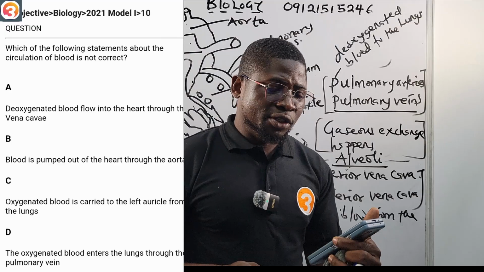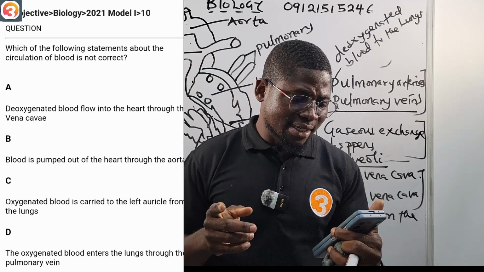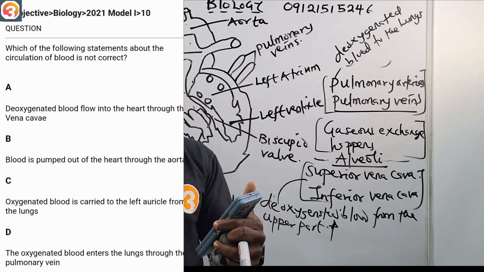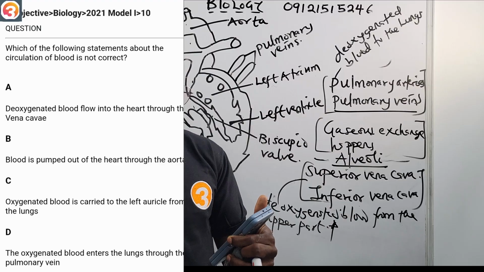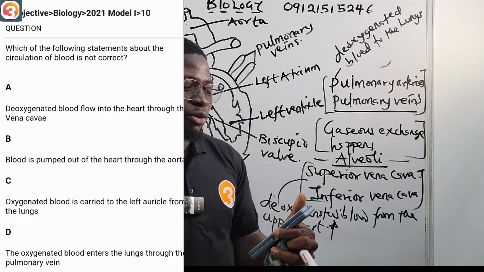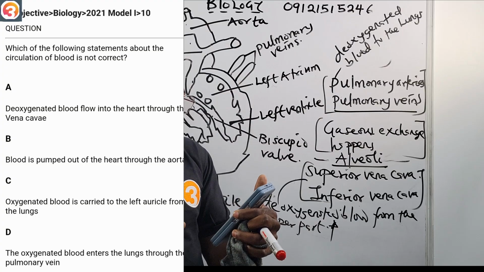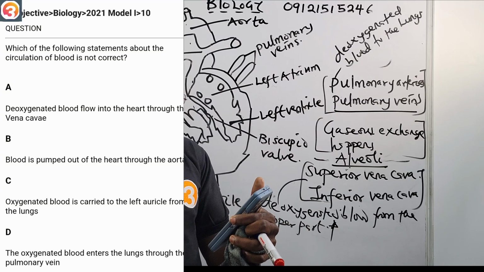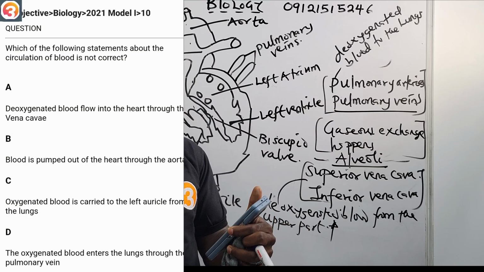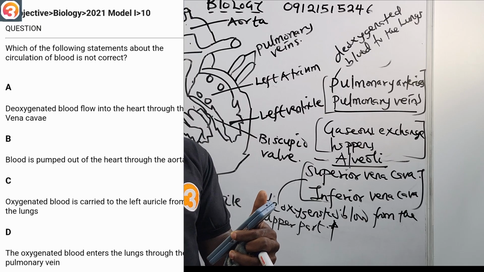2021 number 10 from the O3 Schools JAMB app. It is being displayed on your screen. Which of the following statements about the circulation of blood is not correct? A says, the oxygenated blood flows into the heart through the vena cava. Does the oxygenated blood flow into the heart through the vena cava?